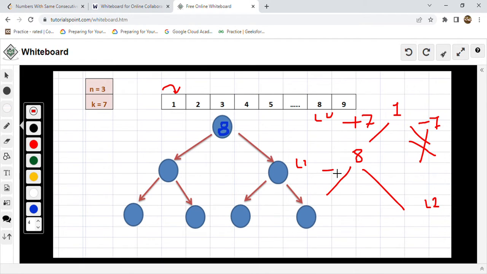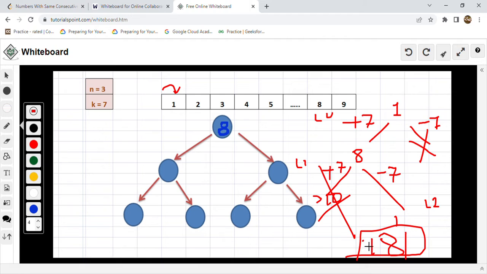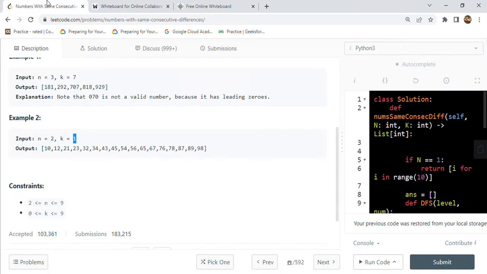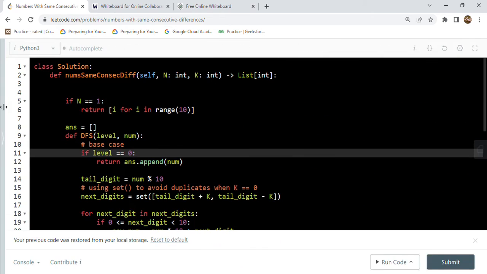So 8 plus 7 is again greater than 10, so we are ruling out this path, and 8 minus 7 will be 1. So it will be 1, 8 and 1. Like this we are adding the numbers in our output list. Now let's see the code. You will understand it better.